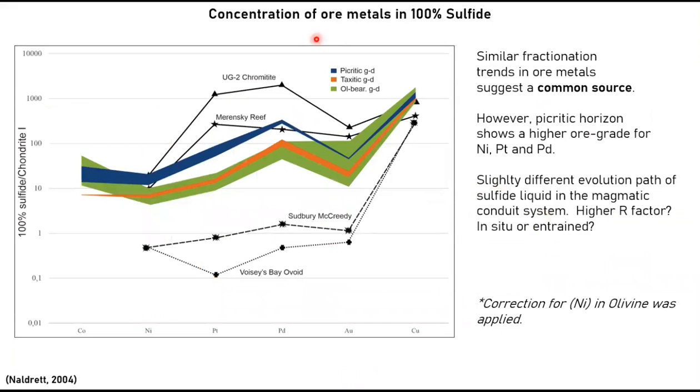And finally, this is the concentration of ore metals in 100% sulfide. These patterns for the three units suggest similar fractionation trends, suggesting a common source. However, there are some differences between picritic and the other two layers, showing higher ore grade, probably related to the evolution of the sulfide liquid, maybe a higher R factor, maybe the sulfides were formed in situ or entrained.